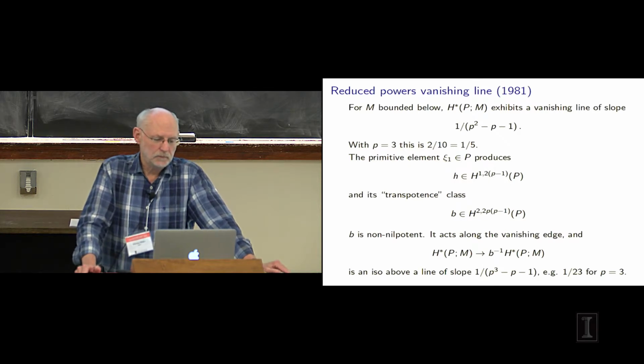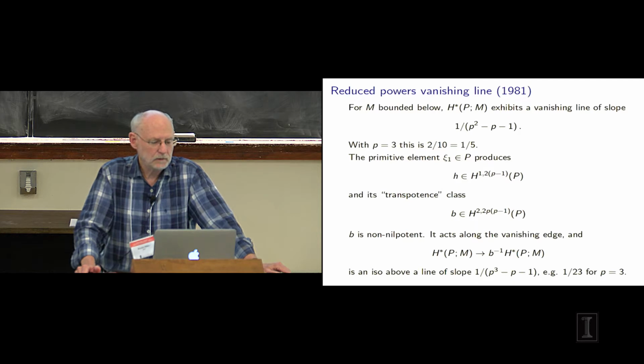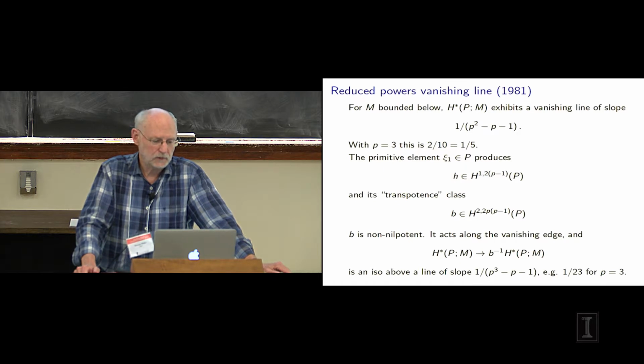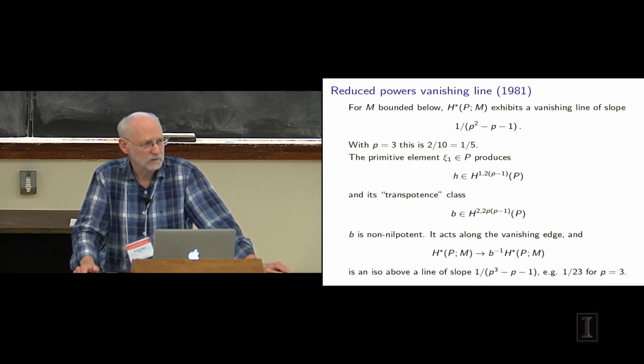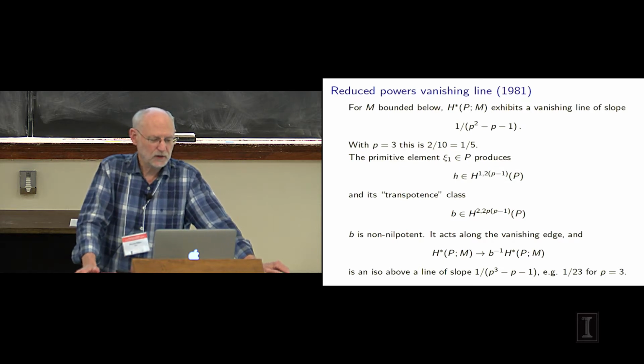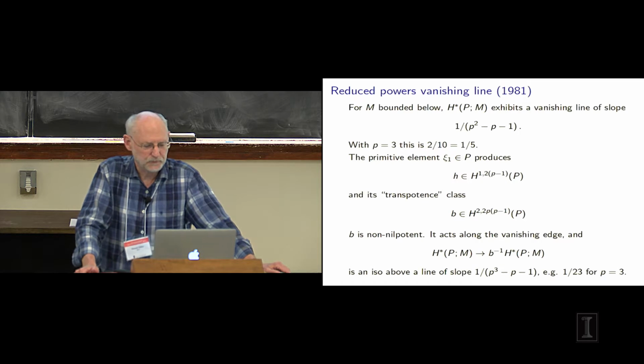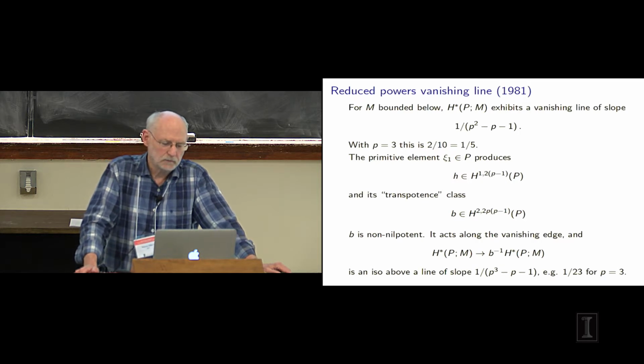Now, again, old results show that there's a vanishing line, and its slope is 1/41st? What is? Okay, thank you. But I think it's 1/5 at the prime 3. Thank you, Doug. I was waiting for that.